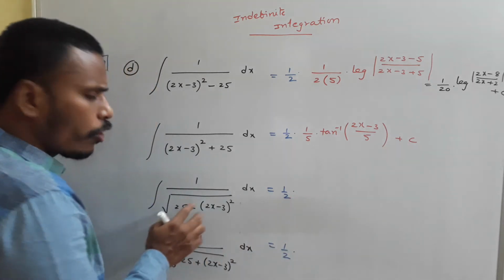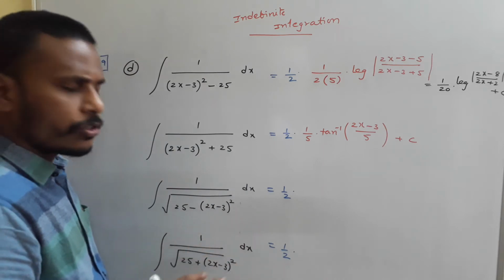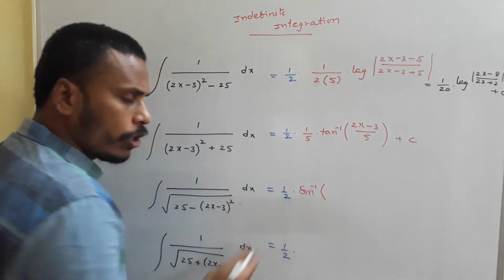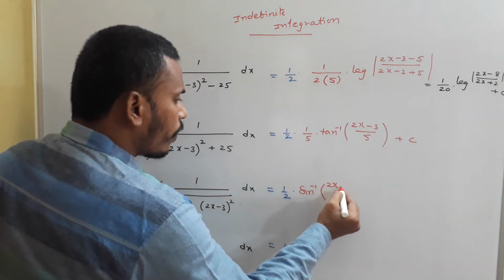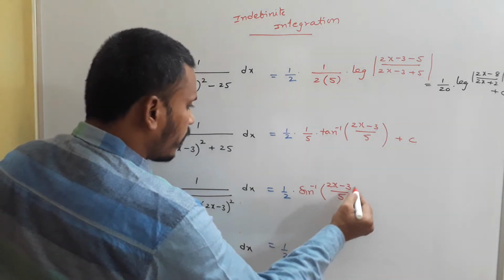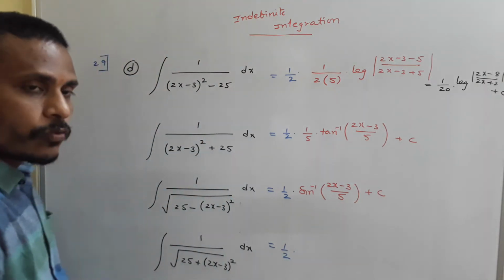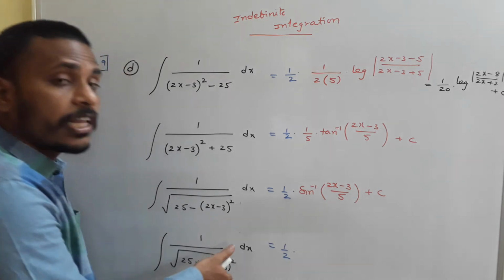So no need to write 1 by a or 1 by 2a outside. Simply sin inverse x by a. Already 1 by 2 is there as a coefficient. So sin inverse of (2x minus 3) by 5 plus c. There ends the problem. Whereas come to the last one, 1 by root of a square plus some t square.